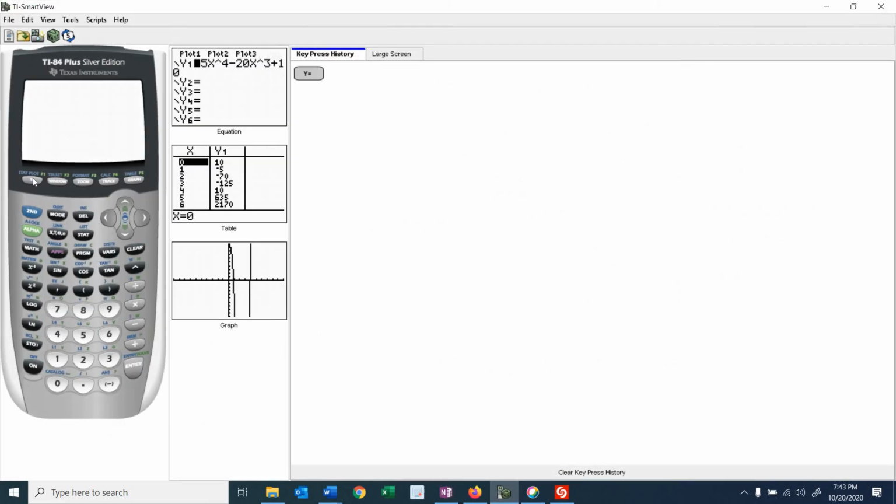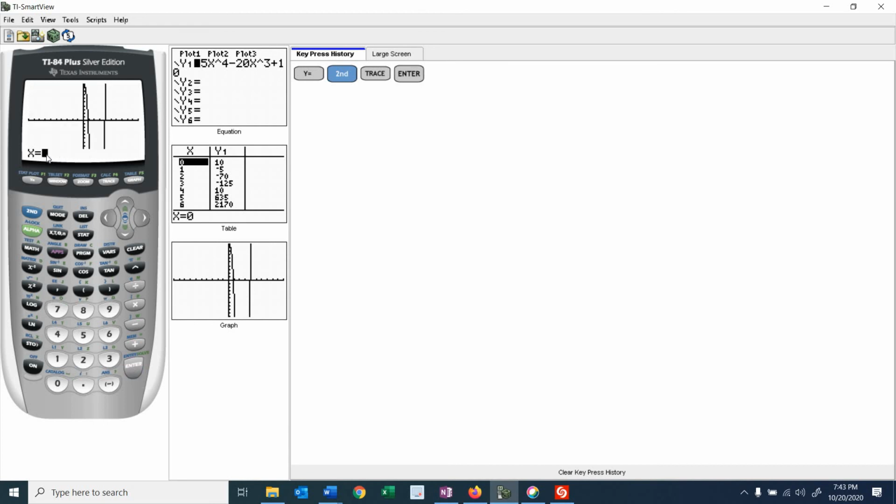So the first thing you would do is go to y equals, and then type in the function, which I've done here already. And then you can go to the calculate button, which is the second button. So you've got to press the second button first. Second, calculate. Then you get this menu here, and then just select value.